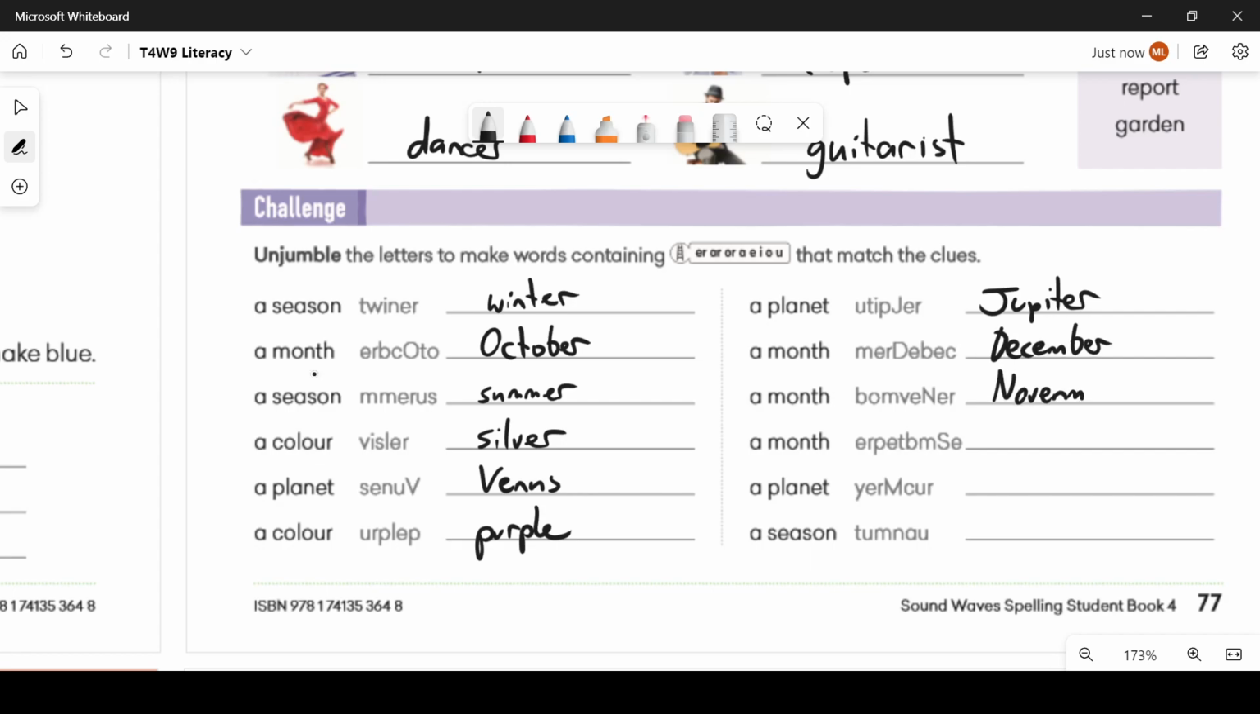November. It's very messy writing, Mr. Leach. Anyway, September. Planet is Mercury. And a season is autumn.